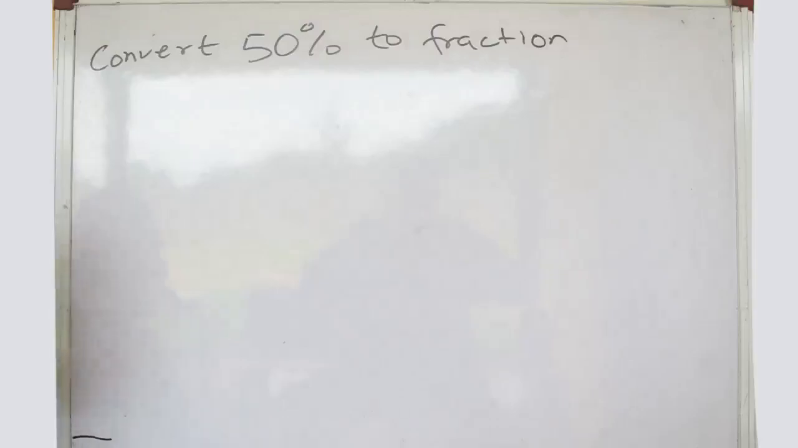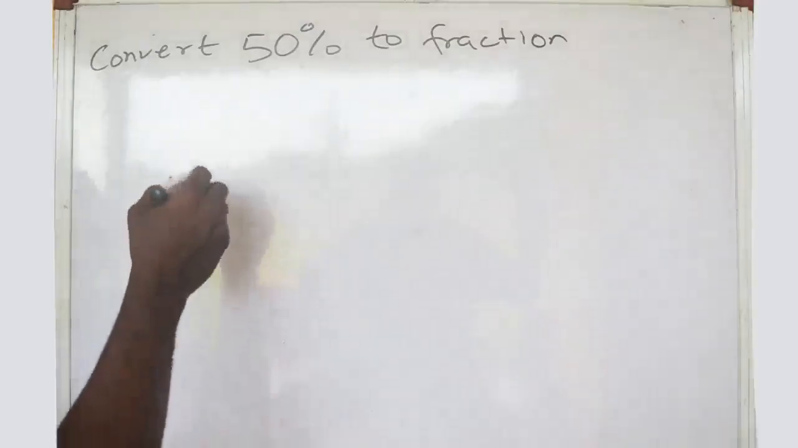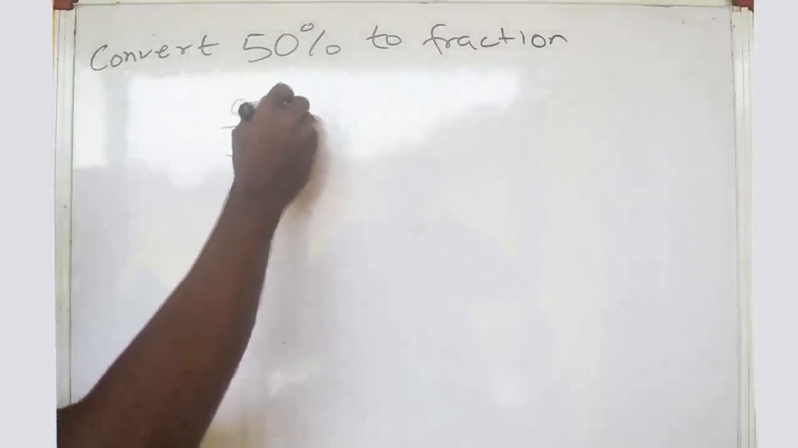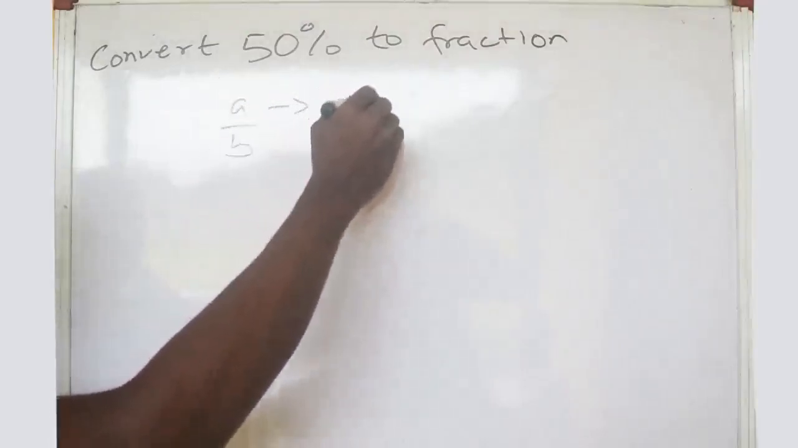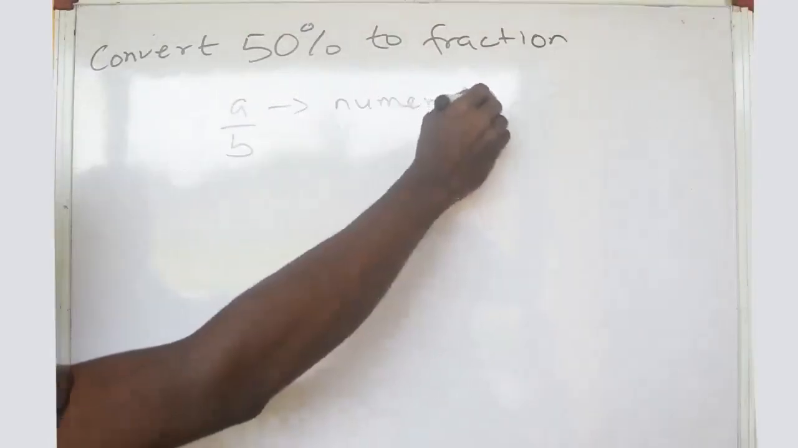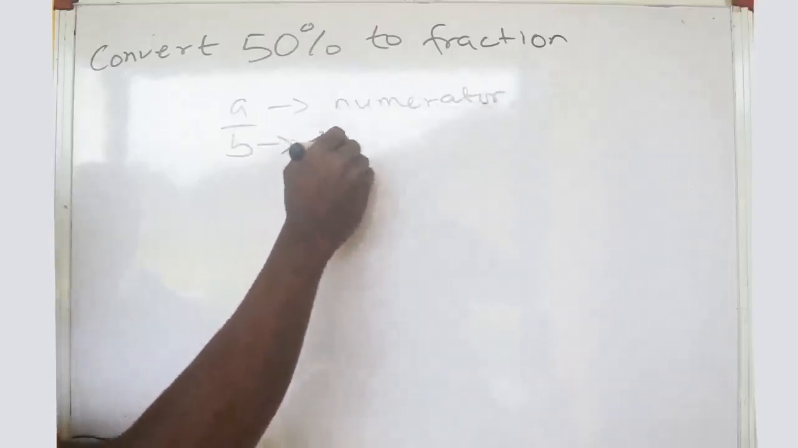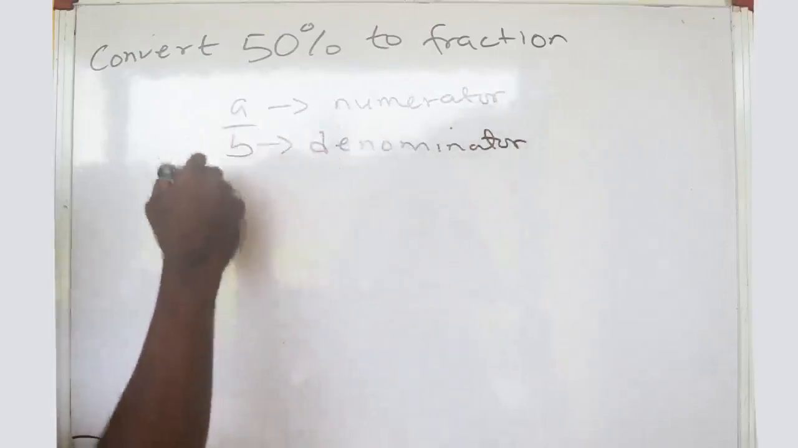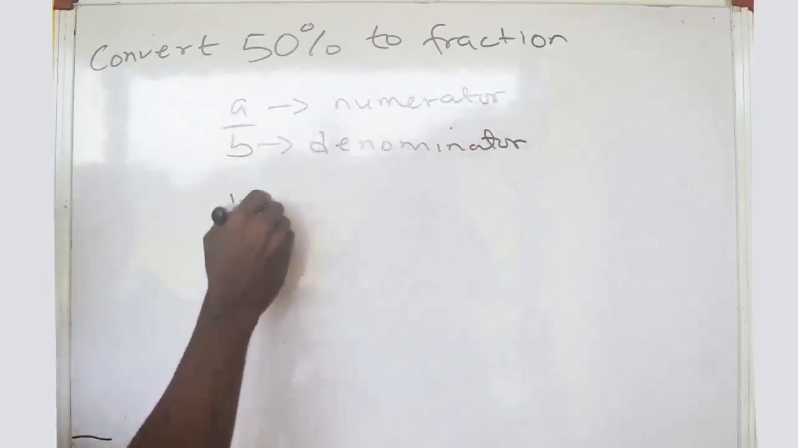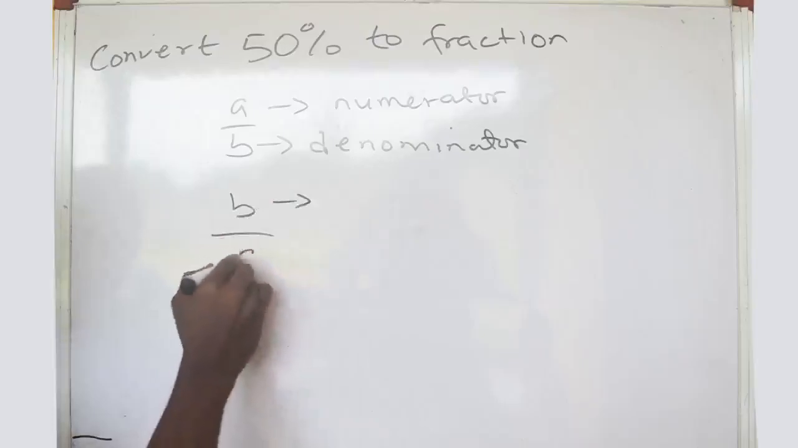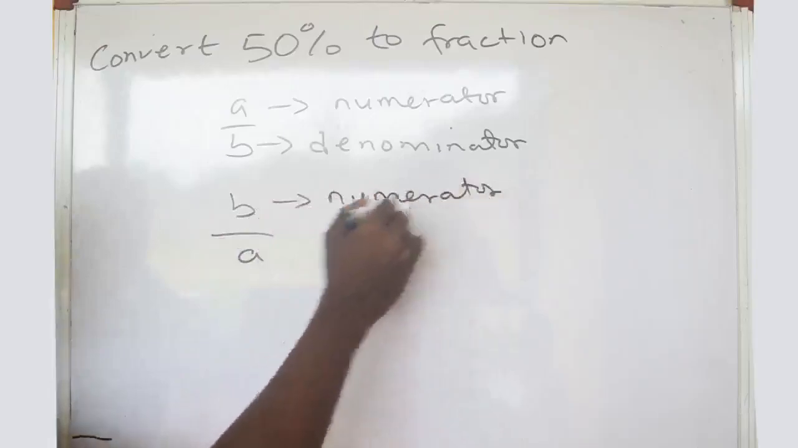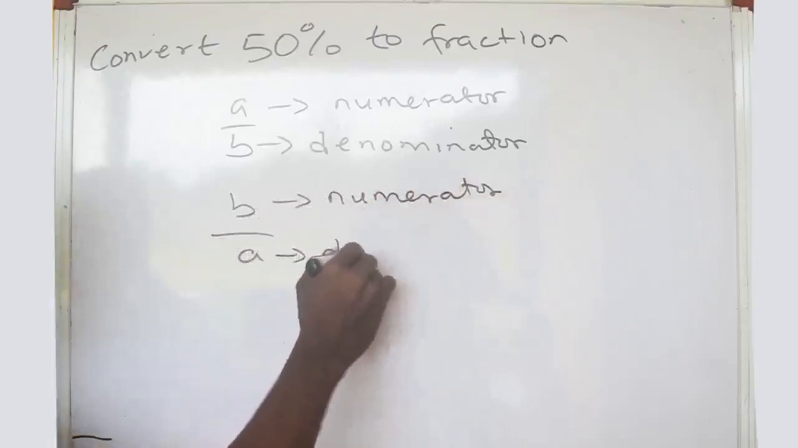So the word percent means 100. And you know that a fraction is something that has a numerator and a denominator. So this is an example of a fraction. The A is the numerator, the one above. And this B is the denominator, the one below. Even if I decide to swap it like this, anyone above is the numerator, and anyone below is the denominator.